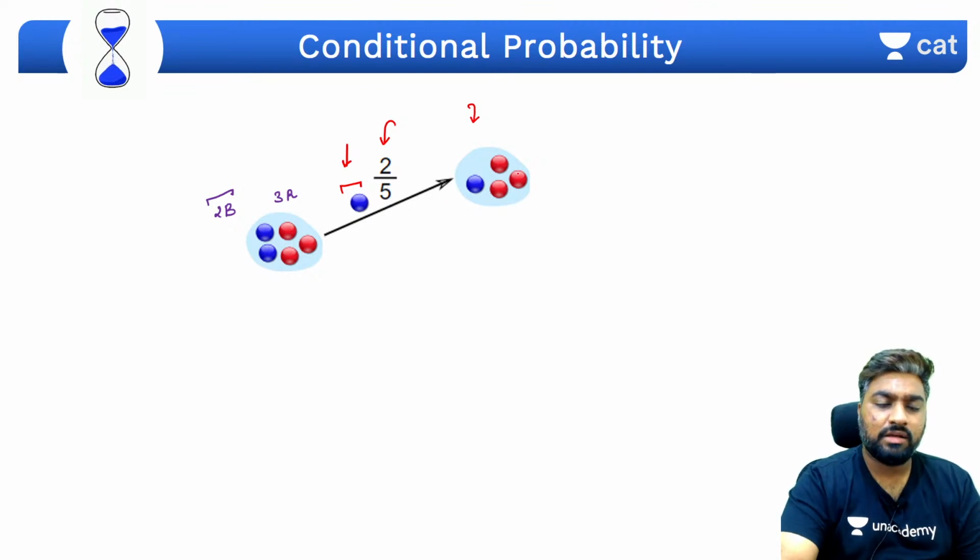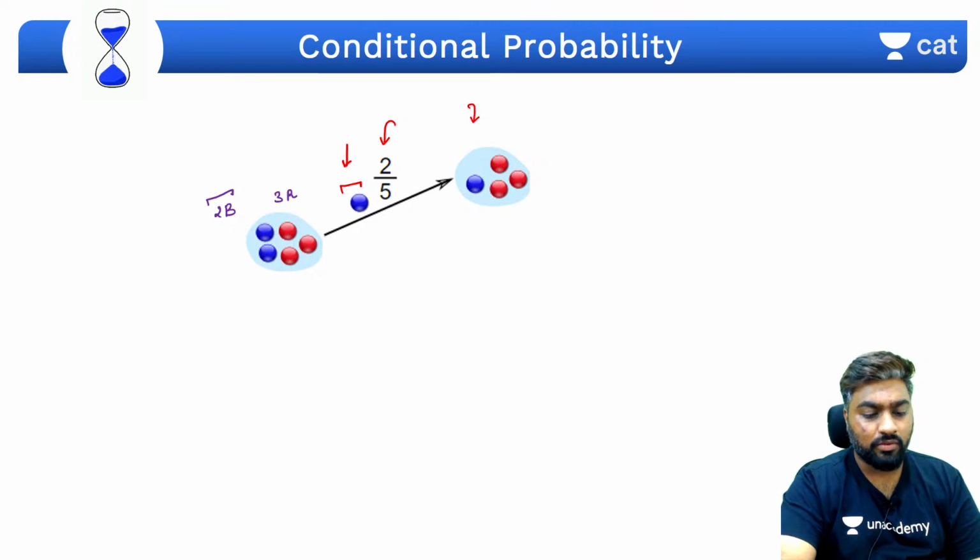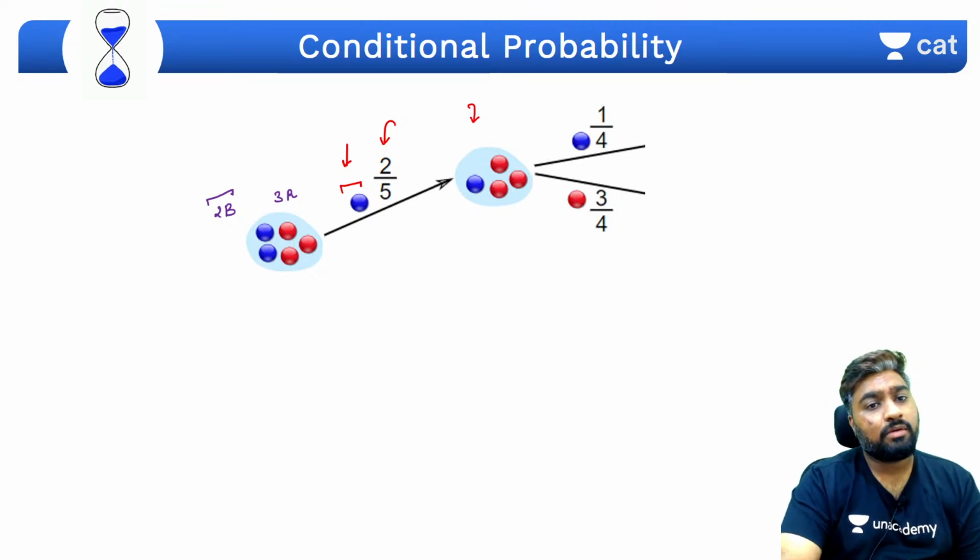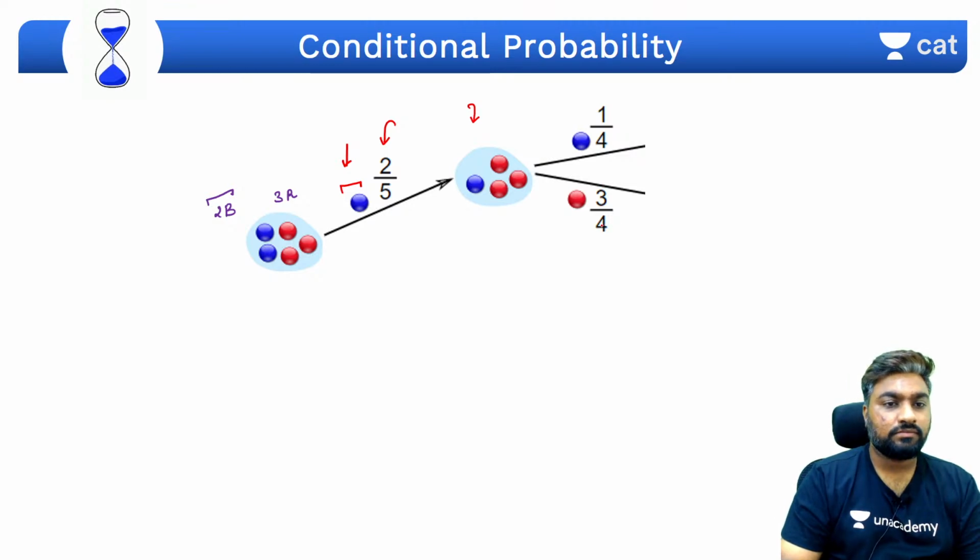Same way, what will be the probability of picking a red ball now? There are 3 red balls out of 4. So in conditional probability, you consider this and this if both have to be blue. If one has to be blue and the other has to be red, then you will consider these two. Are you understanding this?